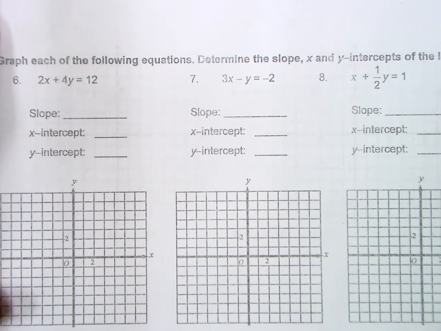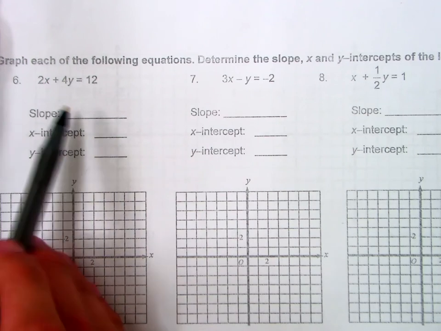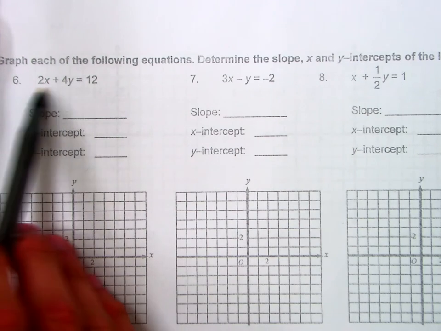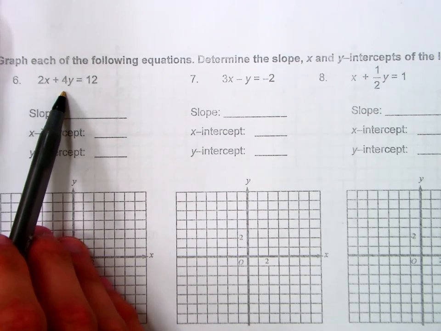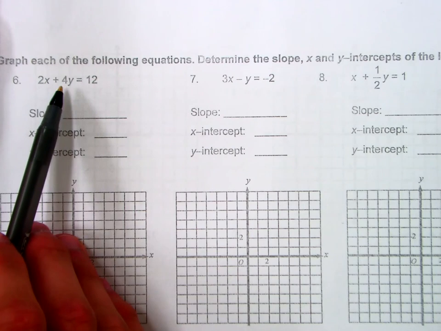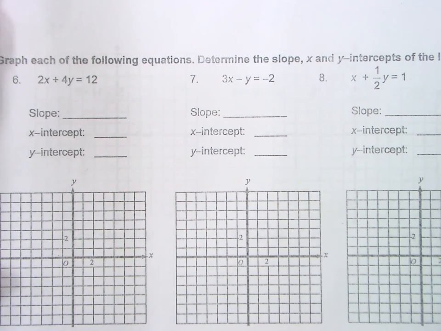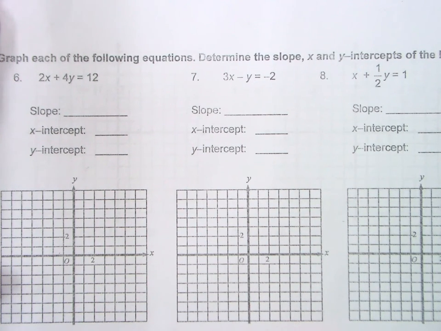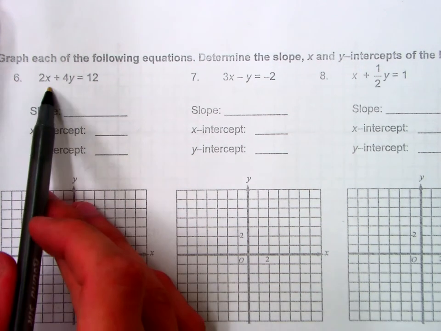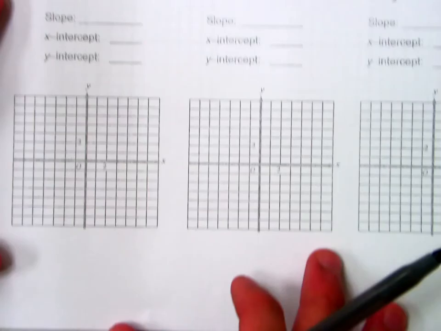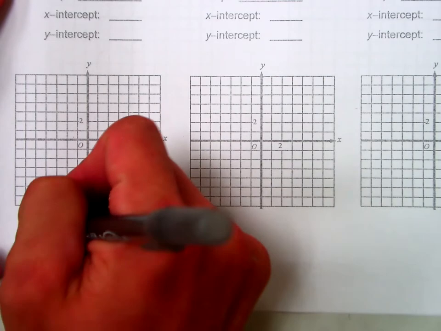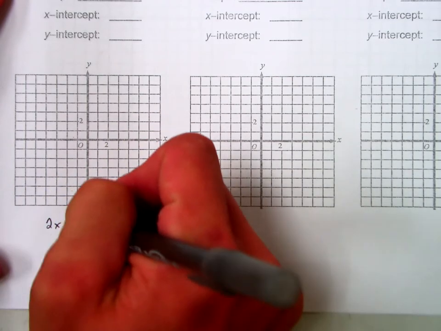Alright, so that first question was explain how to determine the slope of a line. Well, you can look at this all you want, but it's not going to help you determine the slope of a line. You need to first get it in the y equals mx plus b format, or you need to solve for y before you can answer that question. So let's go ahead and do that. I'm going to bring it down here. So I've got 2x plus 4y equals 12.